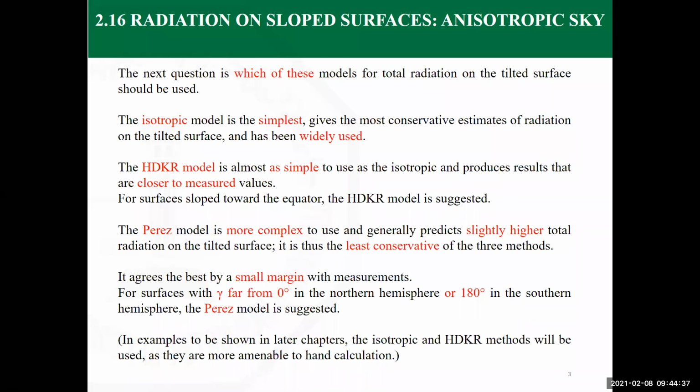It agrees well or better with the experiments, and it is recommended for cases where gamma is far from zero, which means that it is not facing south, but it is tilted away from the south, and this is where the value of the Perez model can be suggested.